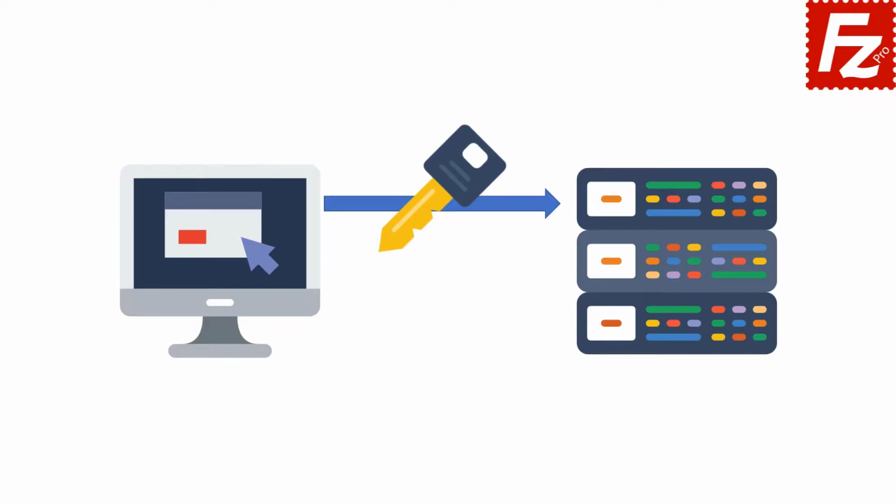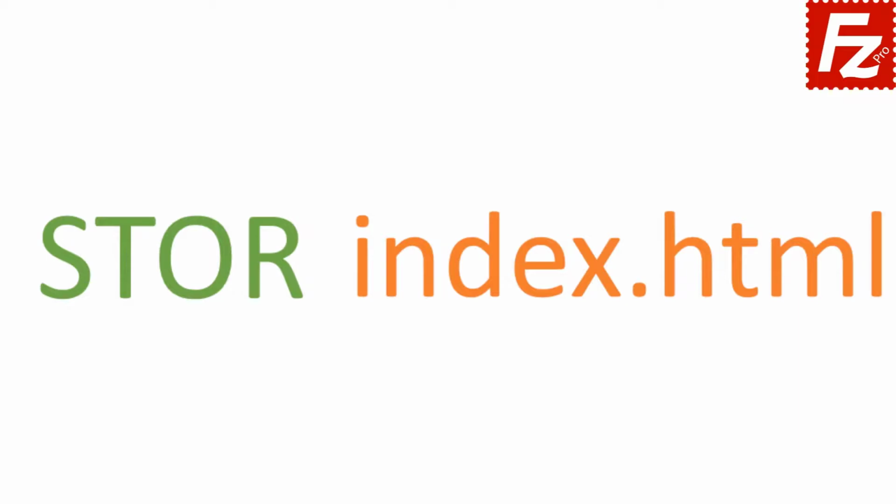The server checks the user's permissions and performs upload, download, list, or delete commands. The commands take the form of a code, followed by parameters, if any. Note that FTP is not encrypted, thus, all information including the username and password is transferred in clear text.